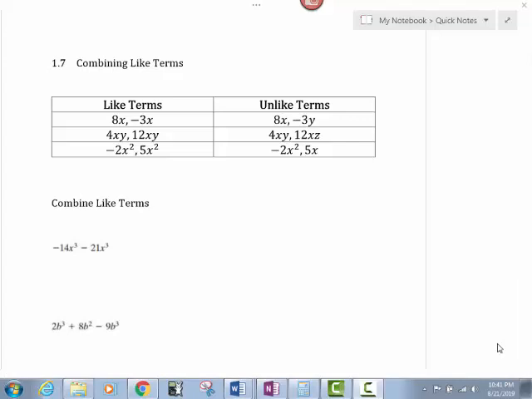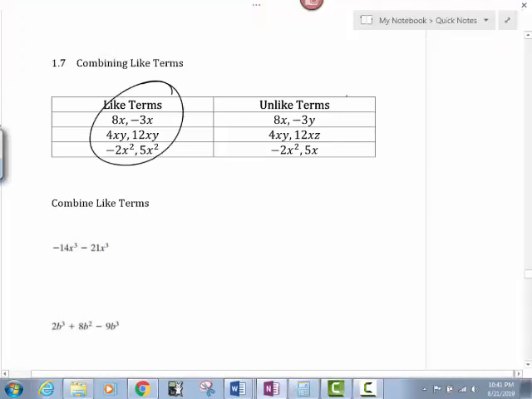Okay, section 1.7 talks about combining like terms. In section 1.6 we were using the distributive property, and it was basically one-step problems. Now in 1.7 we're going to be talking about combining like terms. If you notice here, we have something we call like terms and unlike terms.